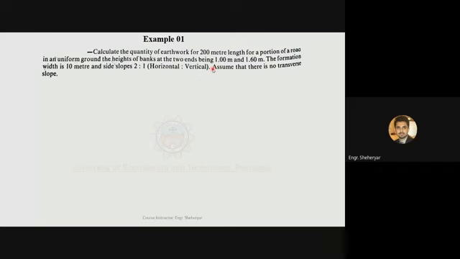Shall we have to value the value? Sorry? I said I will calculate the value and then I'll tell you.